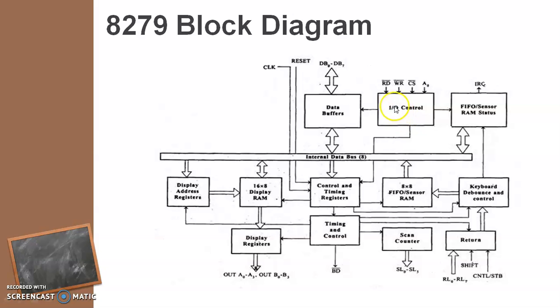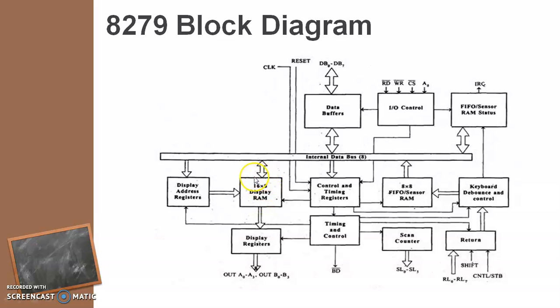Then you can see here the IO control signals: the read signal to read the key press, and the write signal to write the display which is to be written. Then chip select, which enables your 8279, and A0. If A0 is equal to 1, the data buffer will contain control or status information. If A0 is equal to 0, then it will be data information.